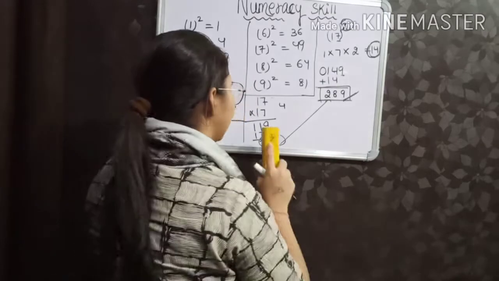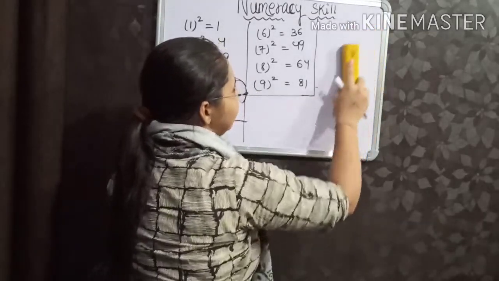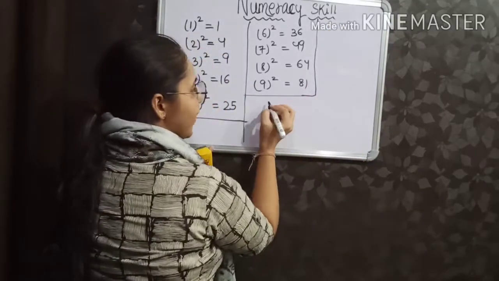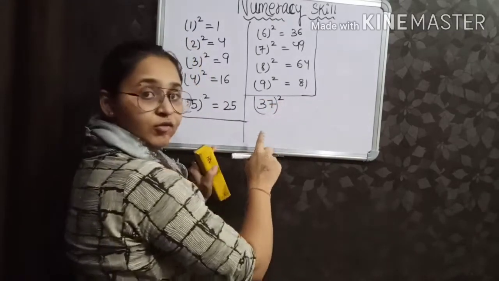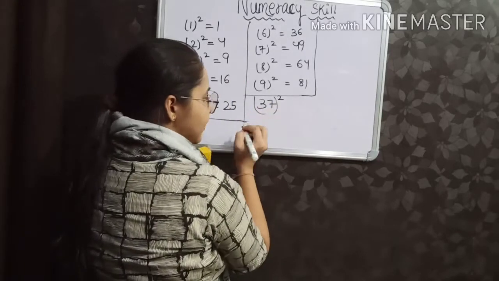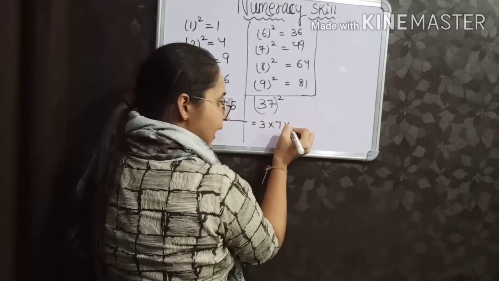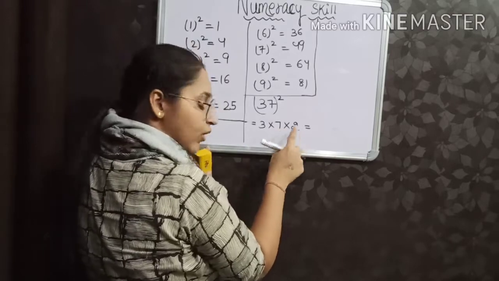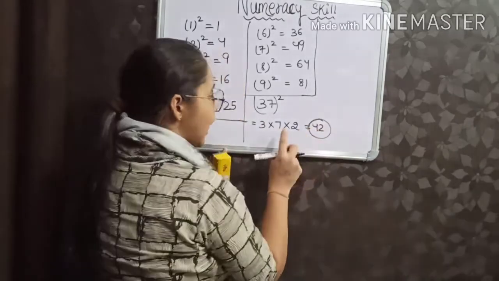Let's start with another example. Let's take a bigger number. If I have to find the square of 37, what will I do? First, I will multiply them. So 3 multiply 7 multiply 2. 3 sevens are 21 and 21 twos are 42. Write it here.